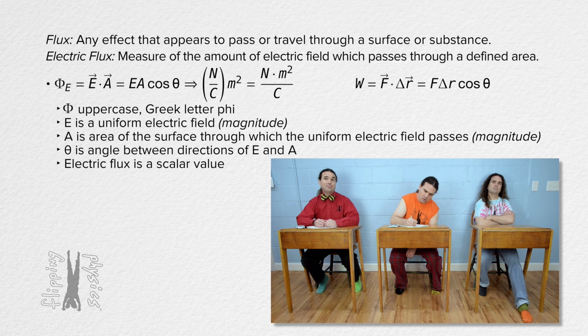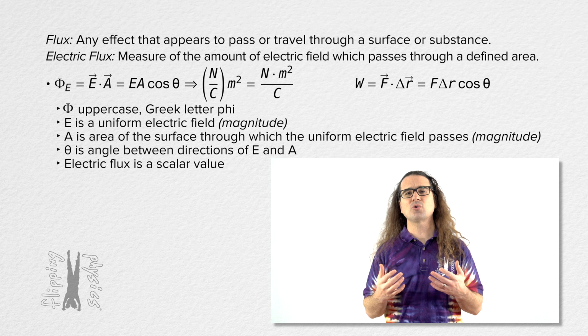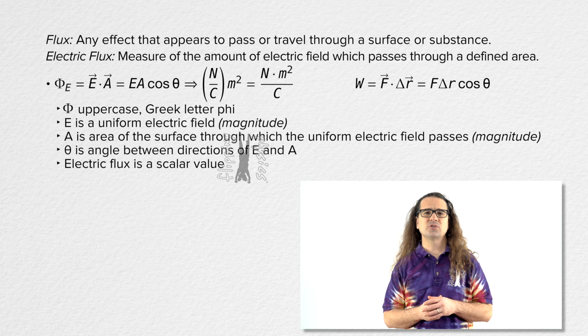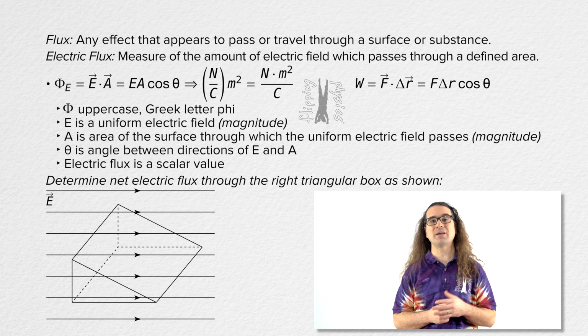Thank you, Billy. Now, usually when we determine electric flux, it is through some sort of closed surface. So let's do an example and determine the net electric flux of a uniform horizontal electric field through a right triangular box oriented as I have shown in the illustration.